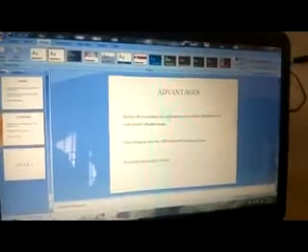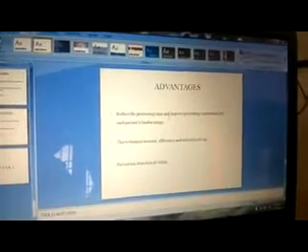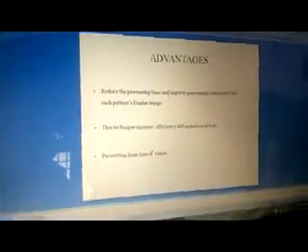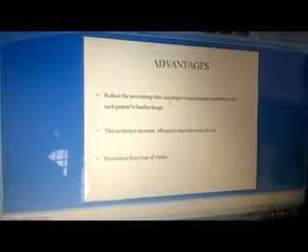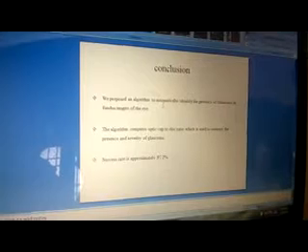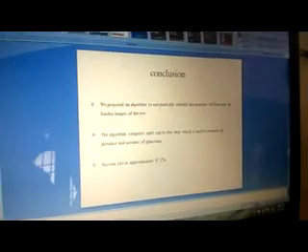Advantages of our proposed project: it reduces processing time and improves processing consistency for each patient's fundus image. This technique increases efficiency and reduces cost. Prevention from loss of vision. Conclusion: this algorithm computes the optic cup to disc ratio, which is used to measure the presence and severity of glaucoma. Our success rate is approximately 97.2%. Okay, thank you.